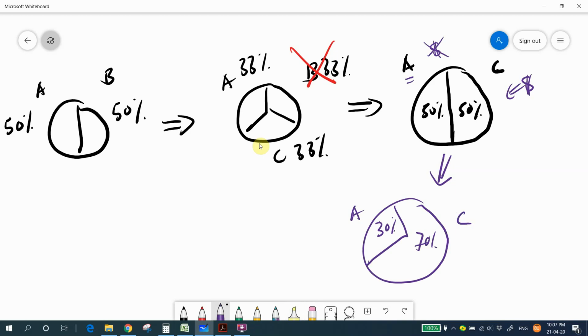So these three are the possible reasons. The first one, admission of a new partner. Second one, withdrawal of an existing partner. And third one, change in the percentage of ownership among the existing partners. So these are the three possible reasons for changes in the ownership.